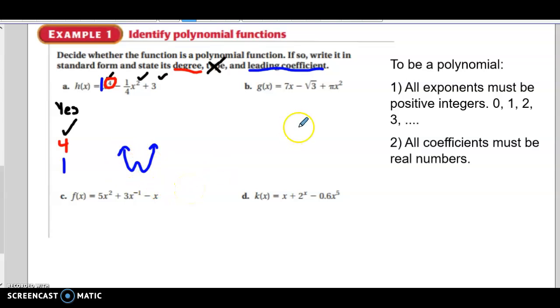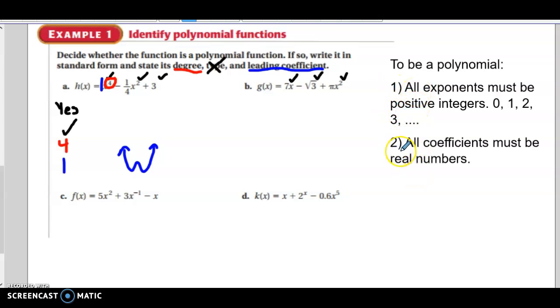Let me go to the next one. So if you look at example B, I look at my terms and I want to see, are all exponents positive integers? Here this is x to the first, that's good. This doesn't have an x, that means it's x to the 0, that's good. X squared, good. So all of these satisfy requirement 1, all exponents are positive integers.